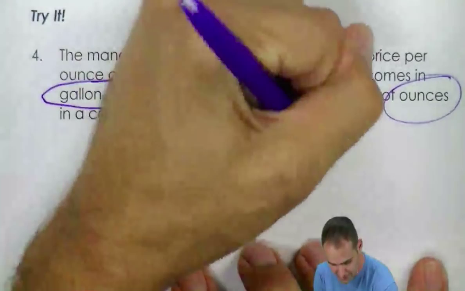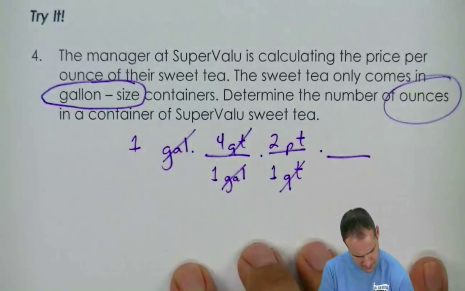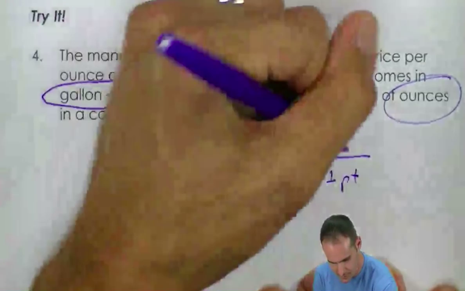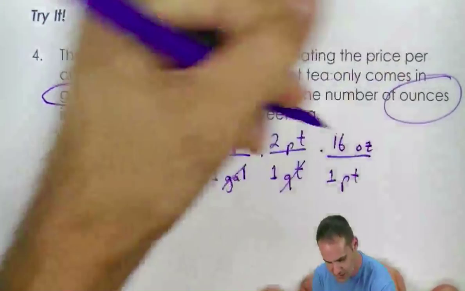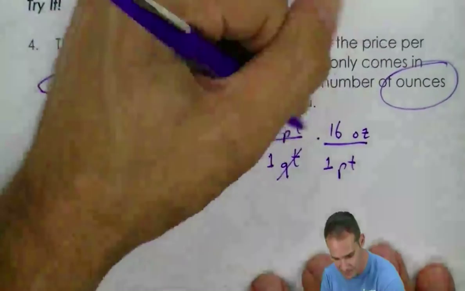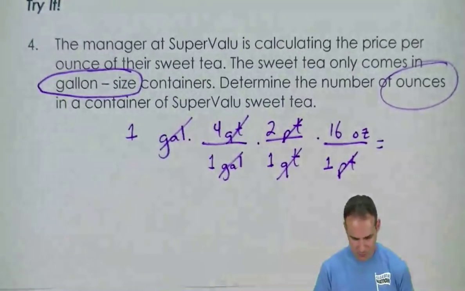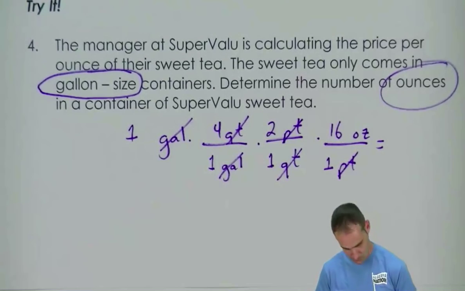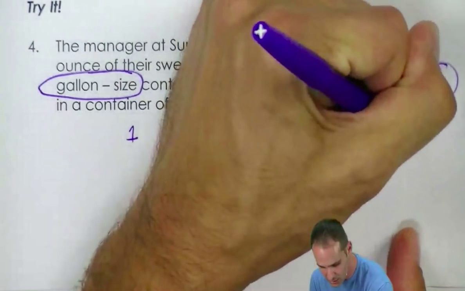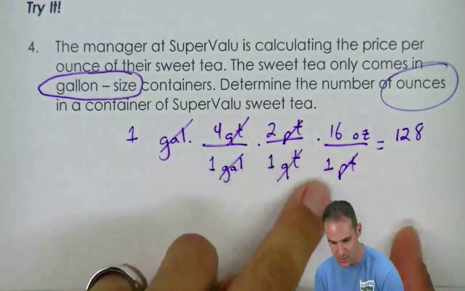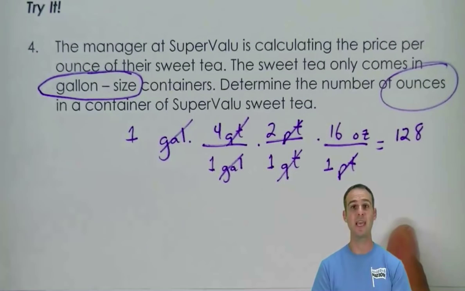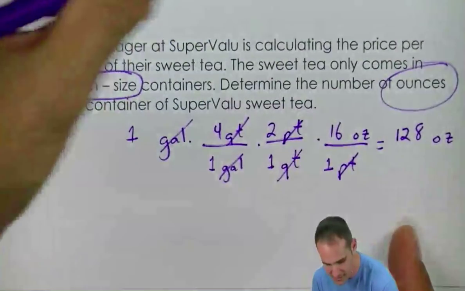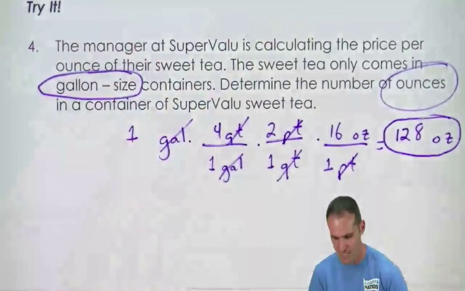And now for every 1 pint, there's going to be 16 ounces, or 16 fluid ounces. That's synonymous, that's the same. I've now converted to ounces. So it looks like I'm multiplying 1 times 4 times 2 times 16, which is 128. On the denominator, 1 times 1 times 1 is just 1. So 128 divided by 1 is just 128 ounces. So that means that 1 gallon is equivalent to 128 ounces.